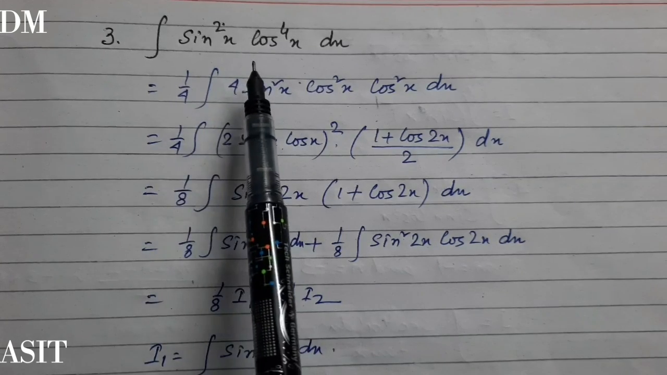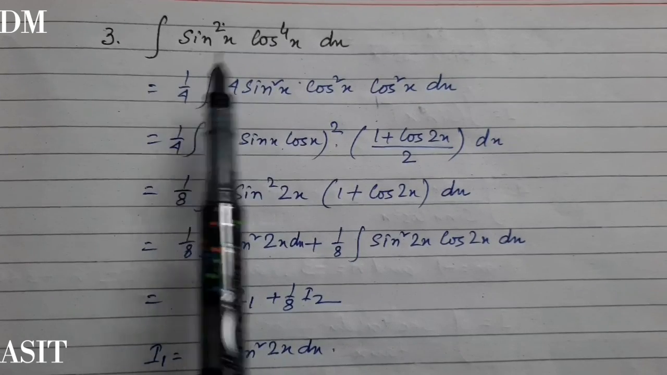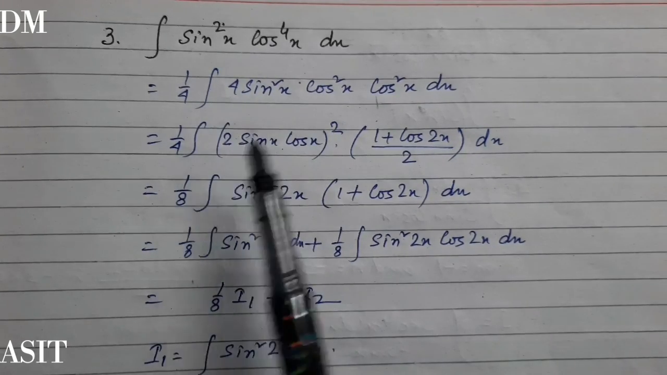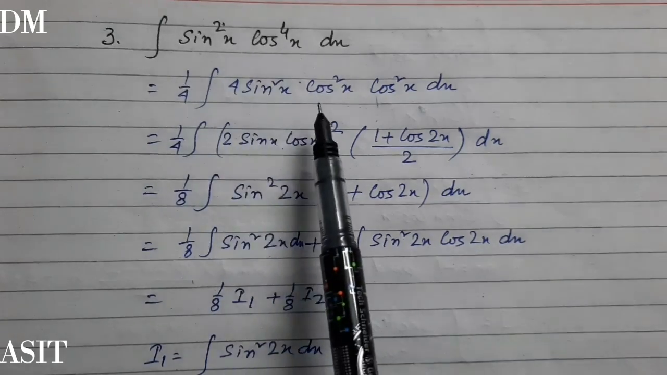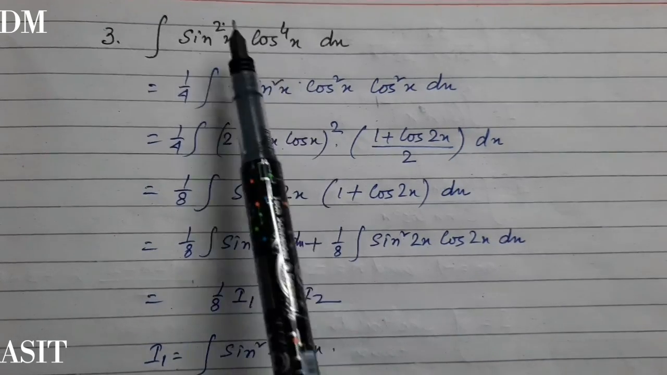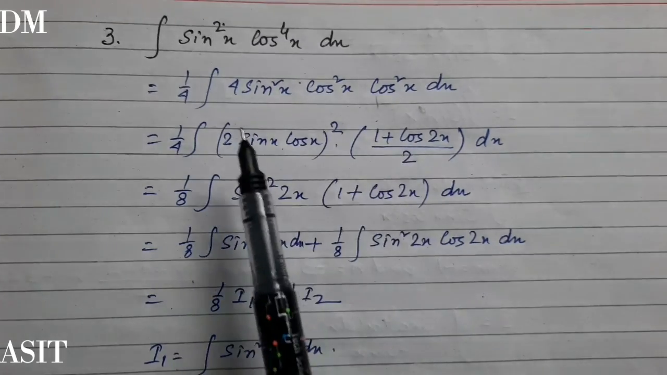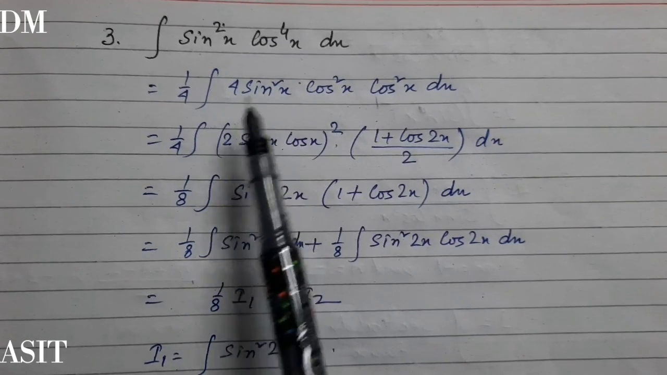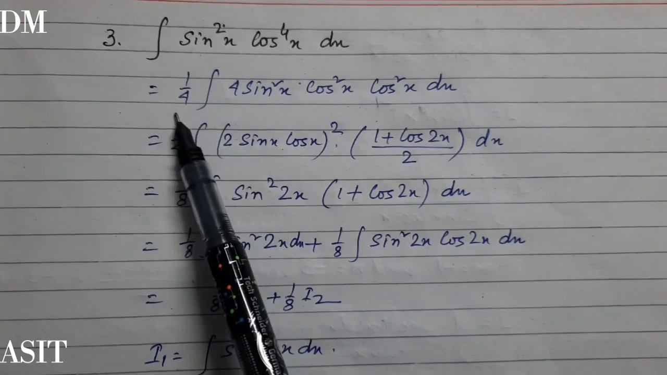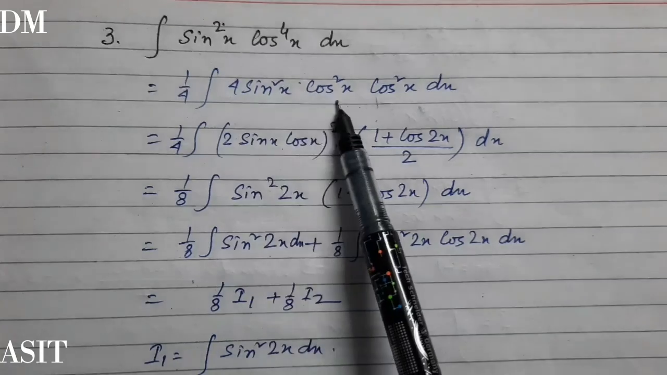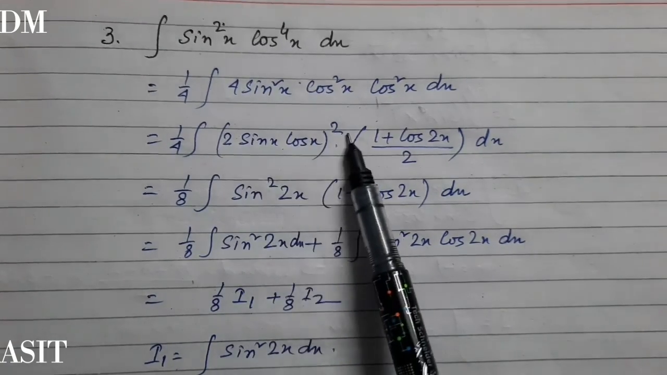So I'm planning to make it sine square x into cos square x into cos square x, because we can apply 2 sine x cos x as z. We can see 2 sine x is there and 2 cos x is there, and another cos square x I have written here. So that will be 1 by 4 into 4 sine square x into cos square x. So it will be 2 sine x cos x whole square.